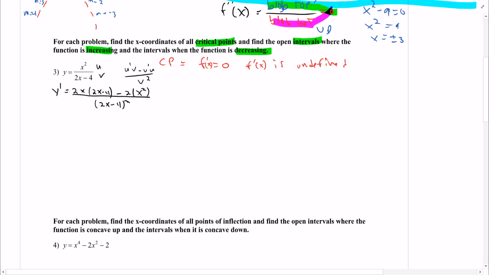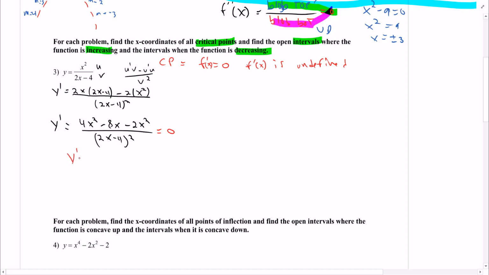Right, so let's clean this up. My first derivative looks like this: (4x squared minus 8x minus 2x squared) over (2x minus 4) quantity squared. All right, so we want to know critical values, which are when my derivative equals 0 or when my derivative is undefined.